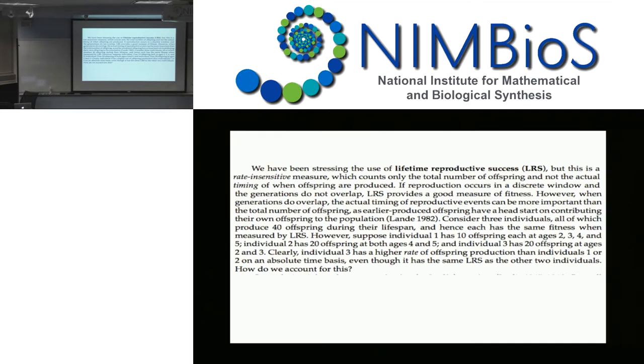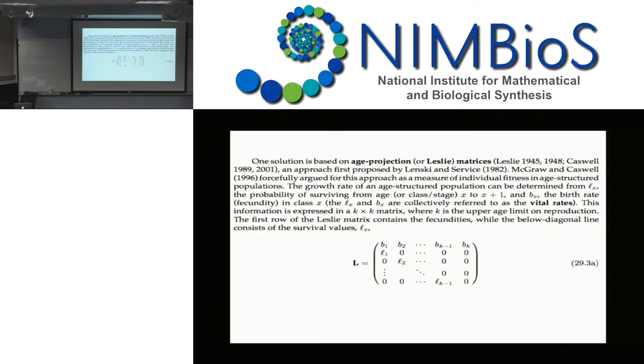It's kind of obvious that individual three has the highest fitness, but how much higher than the others? How can you rank that? And is individual one more or less fit than individual two? How can we do that? The way we do that is to use projection matrices. These are often framed as age projection, and age projection means you have a series of stages.